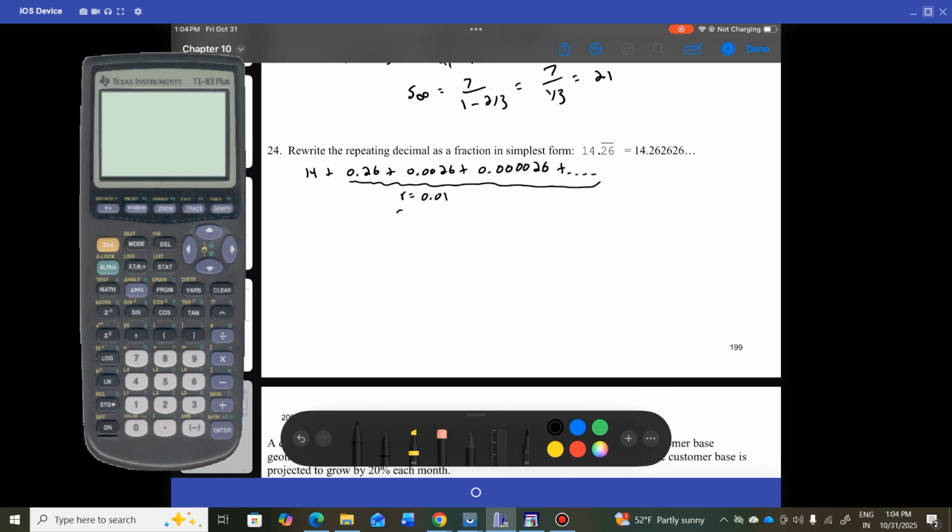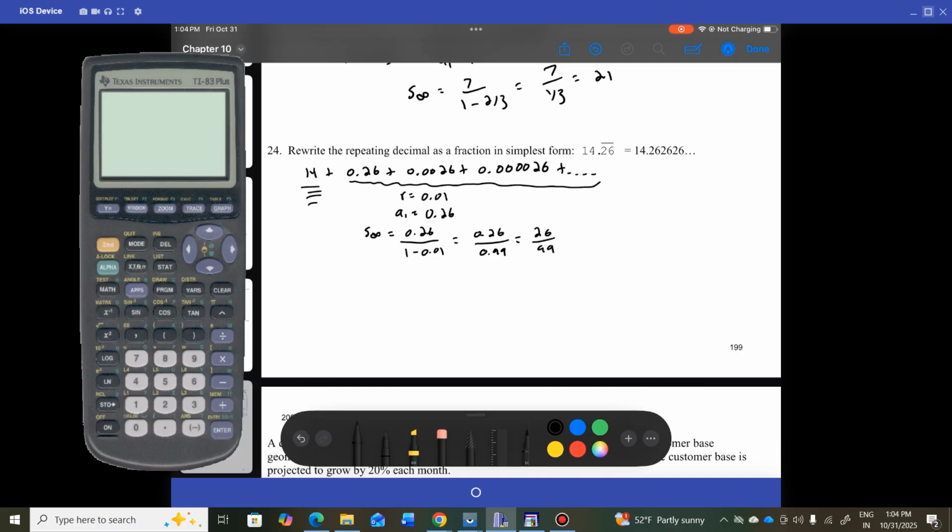So a sub 1 is going to start out at 0.26. And so again, we're not worrying about this 14 right now. We're just worrying about this sequence from 0.26 plus 0.0026 and so on. So the summation for this infinite series is 0.26 over 1 minus 0.01, which we'll write as 0.26 over 0.99. I'm going to get this as a fraction, 26 over 99.